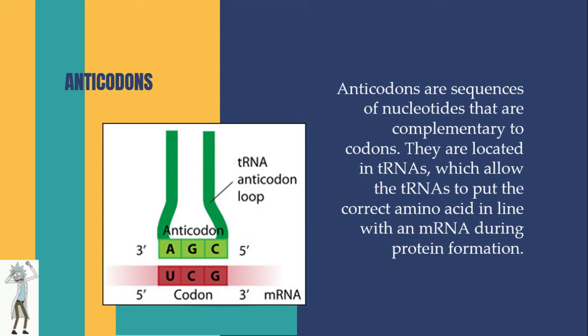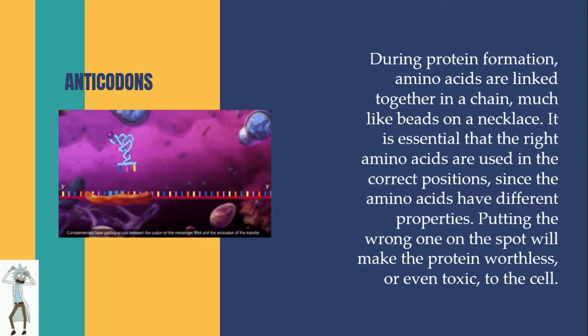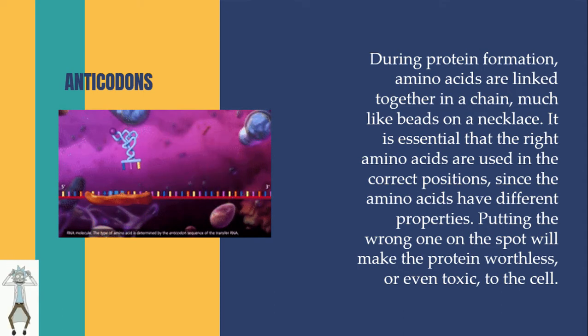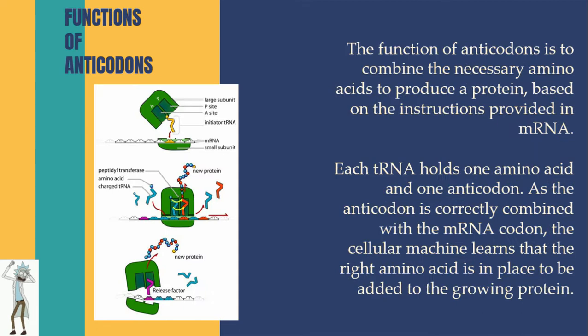So, anticodons are sequences of nucleotides that are complementary to codons. They are located in tRNAs, which allow the tRNAs to put the correct amino acid in line with an mRNA during protein formation. During protein formation, amino acids are linked together in a chain, much like beads on a necklace. It is essential that the right amino acids are used in the correct positions since the amino acids have different properties. Putting the wrong one in the spot will make the protein worthless or even toxic to the cell.